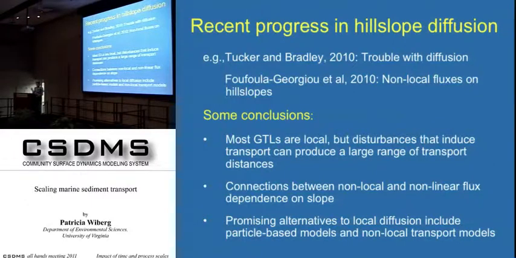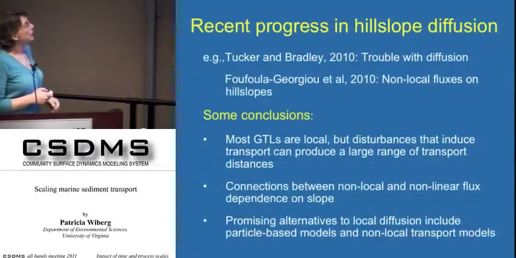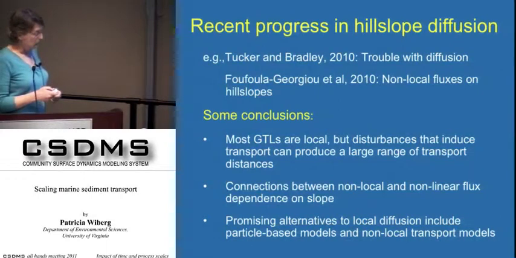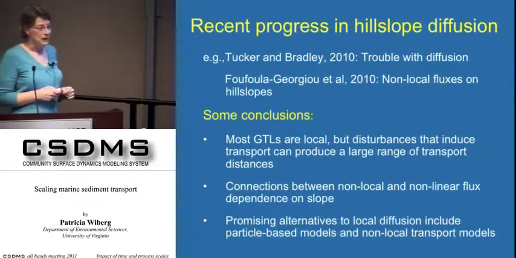One of the reasons, I did some work on this a while ago, it got a little bit stalled for several reasons, not the least of which was availability of data to do what I wanted to do with it. But then I was also struck by some recent work on the terrestrial side, looking at hillslope diffusion, and thinking about how to properly represent that. It's been an active area of research for a while. But Greg Tucker and Bradley just published a paper talking about the trouble with diffusion. And Efi Foufoula-Georgiou and colleagues also published a paper last year, Non-Local Fluxes in Hillslopes.